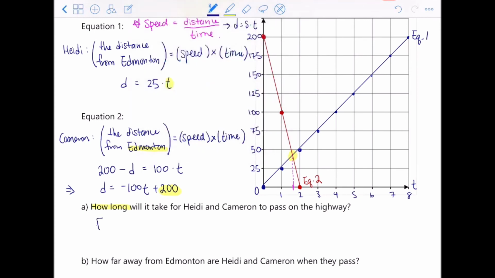So we say from the graph, actually it takes approximately 1.6 hours to pass on the highway.